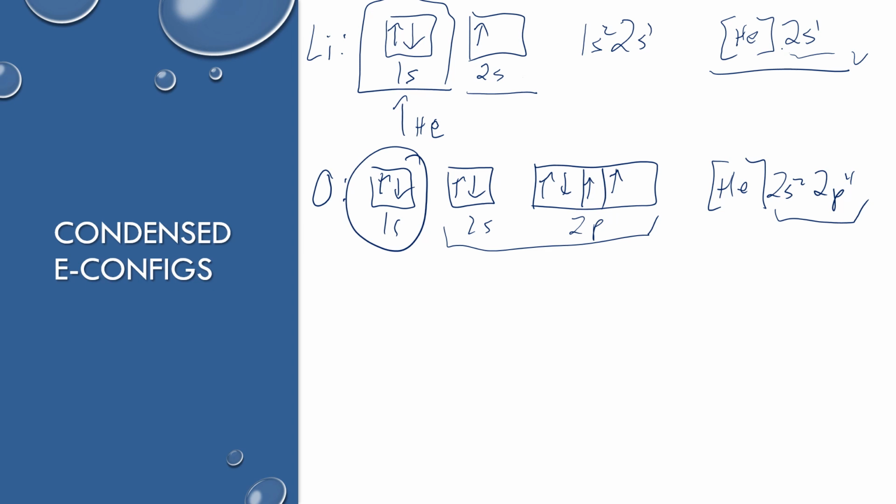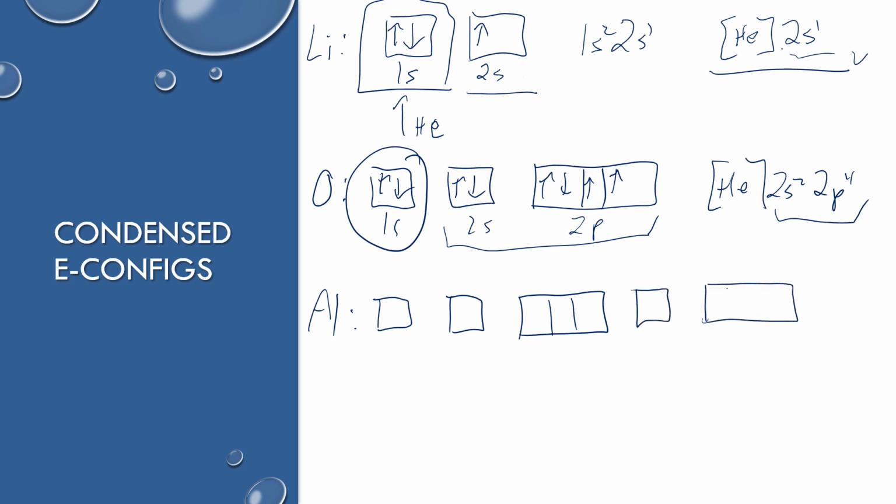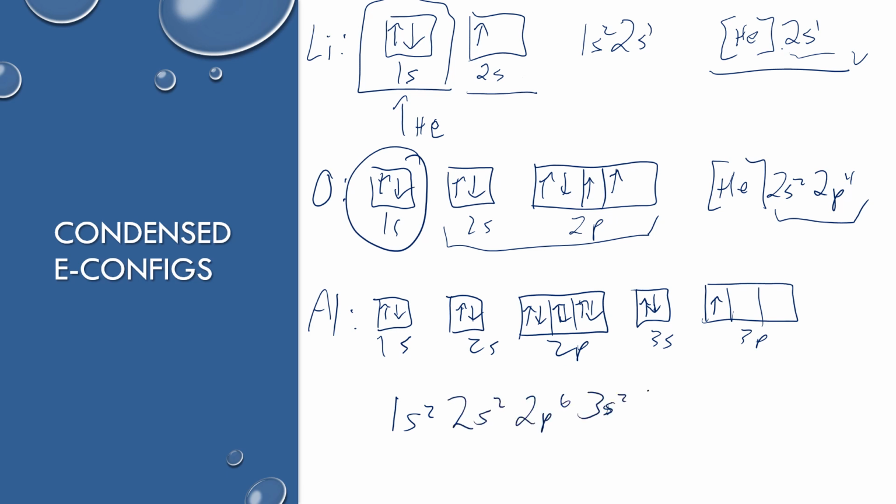Let's look at a bigger one. If I've got aluminum, this time I'll draw it. Aluminum has 13 electrons: 1, 2, 3, 4, 5, 6, 7, 8, 9, 10, 11, 12, 13. 1s, 2s, 2p, 3s, 3p. Its full electron configuration would be 1s2, 2s2, 2p6, 3s2, 3p1.